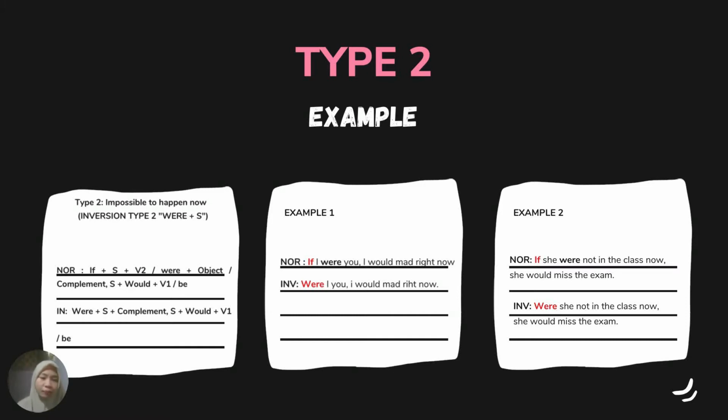And then example 2. Example 2 contains a negative meaning. So for the normal pattern, we have: if she were not in the class right now, she would miss the exam. And for the inversion type, it's still the same as example 1. We remove if and it becomes: were she not in the class now, she would miss the exam. So first we remove if, it becomes were, and then we put the subject, and then we put not after the subject because this is a negative meaning. And basically the rest of the formula is still the same.